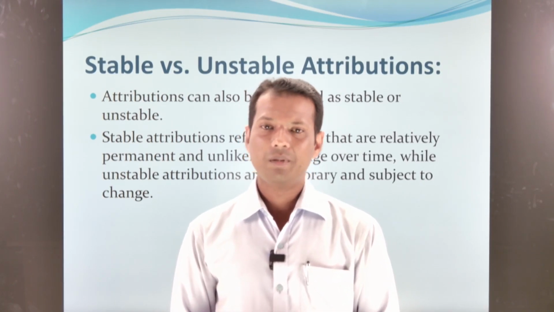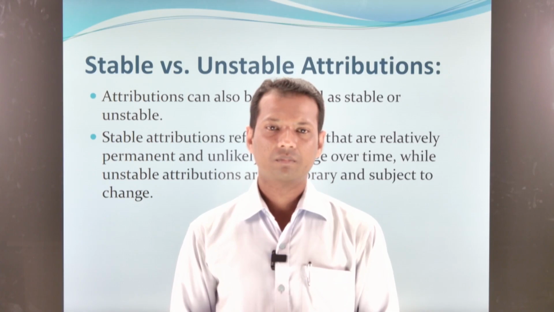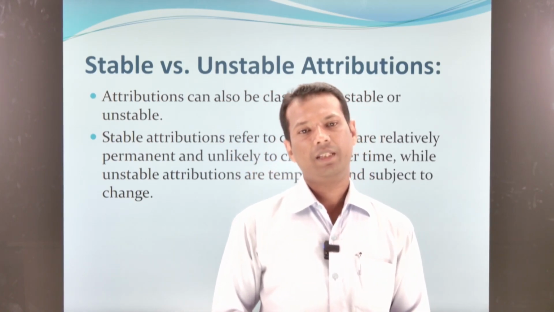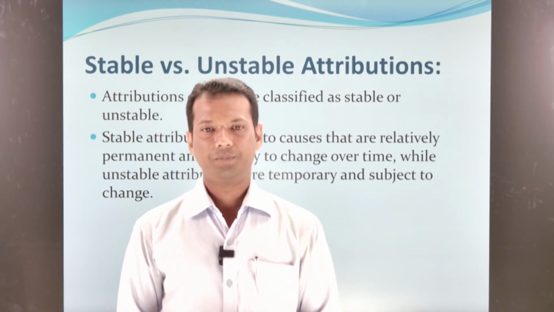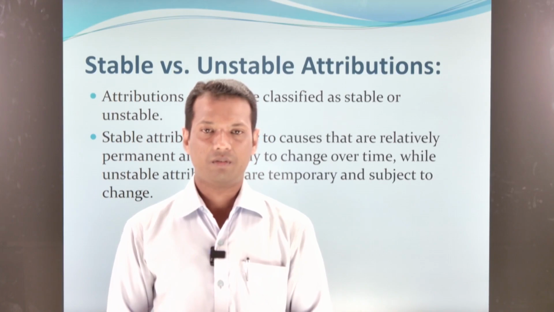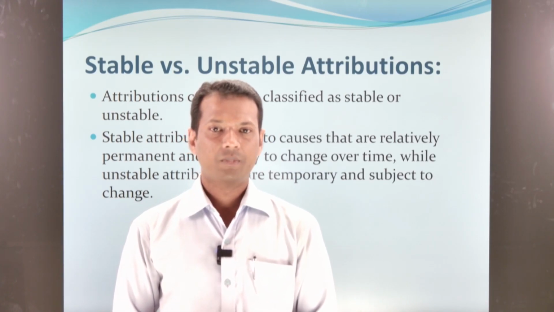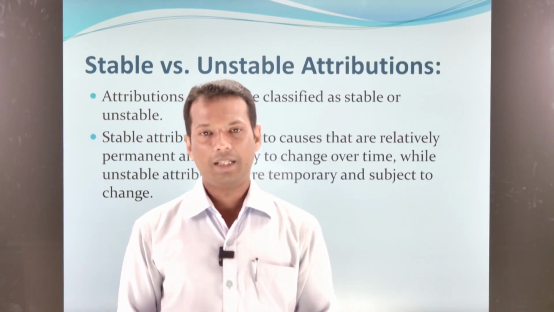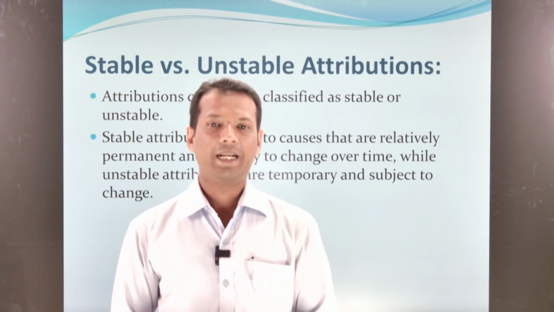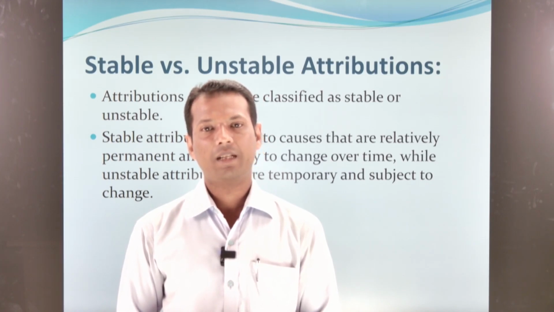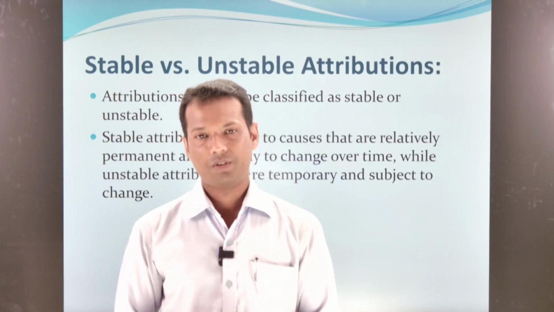So what are the stable attributions? The stable attribution, for example, if we say some sort of policy, can be termed as an external attribution, an external factor. An institute's policy is not going to change, rather an employee has to adapt to those kinds of policies. So that can be termed as a stable attribution.